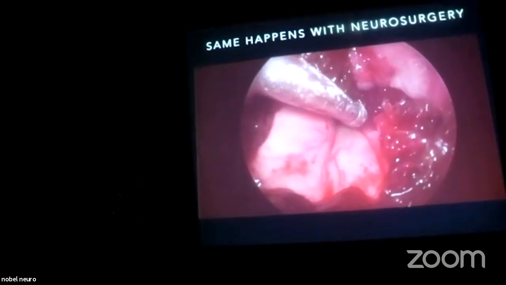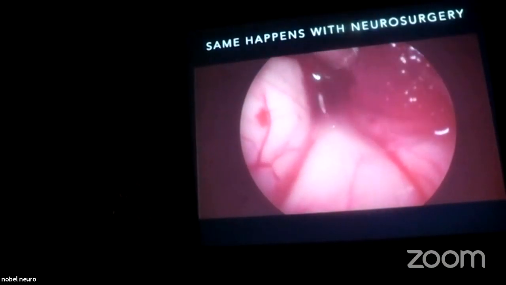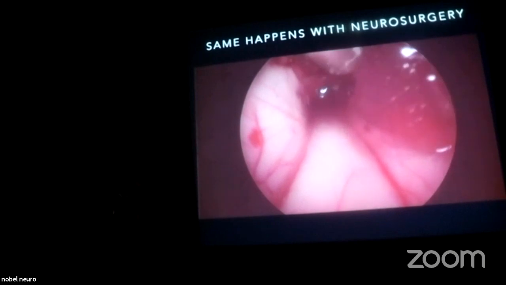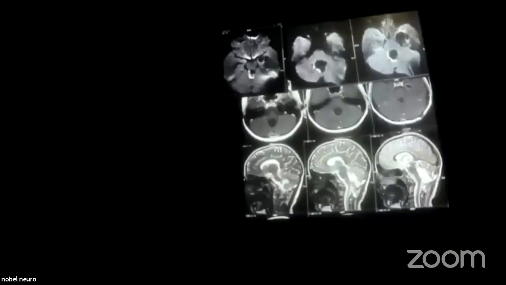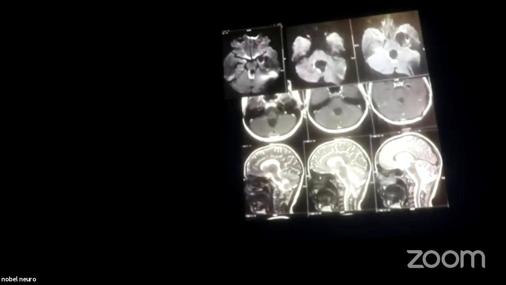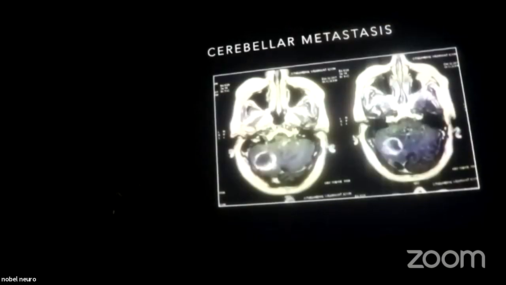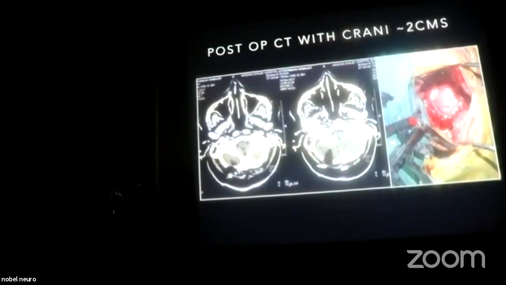This is the endoscopic navigation inside to show that there is good fluid coming across the aqueduct. And this is the child on the very next post-op day. Now he's learning karate. This is the post-op MRI, completely removed tumor. Again, a cerebellar lesion. Direct approach, just a small burr hole.